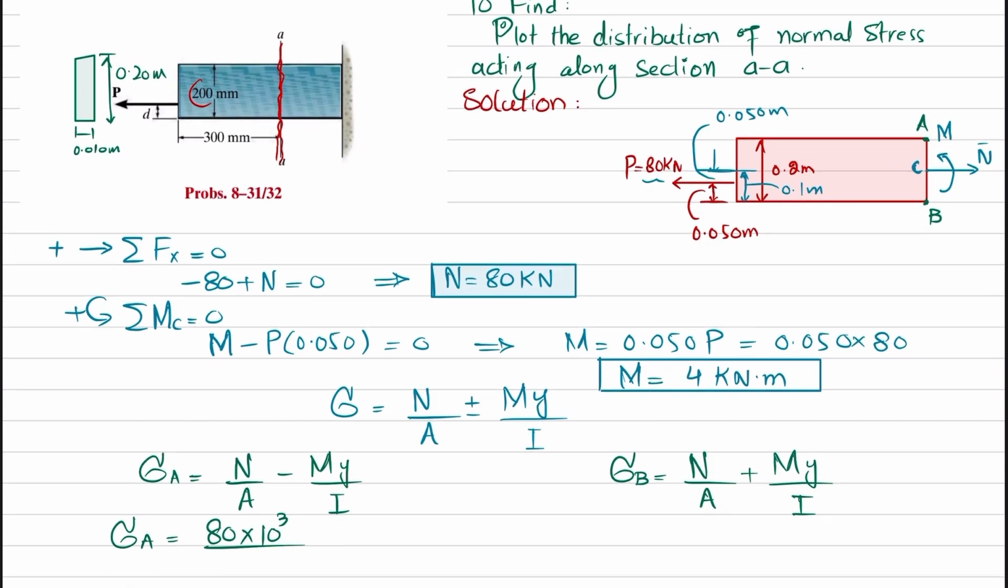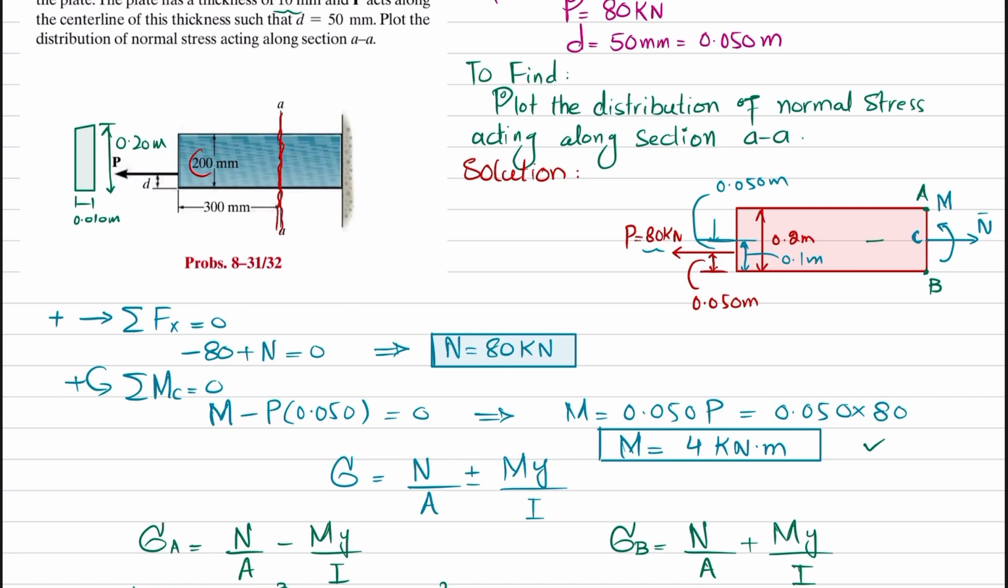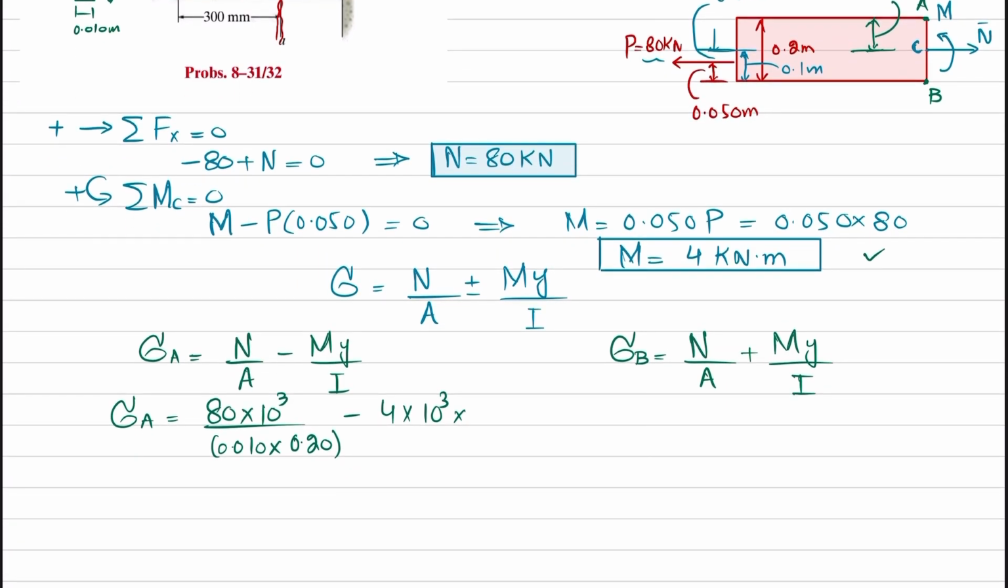So area will be equal to 0.010 multiplied by height, which is 0.20. Clear? Minus moment, which is 4 kilonewton, so 4 into 10 raised to power 3 multiplied by y. Y is distance from neutral axis till topmost, that is 0.1 meter. Okay, so we'll put 0.1 divide by I. I is 1 over 12 BH cube.